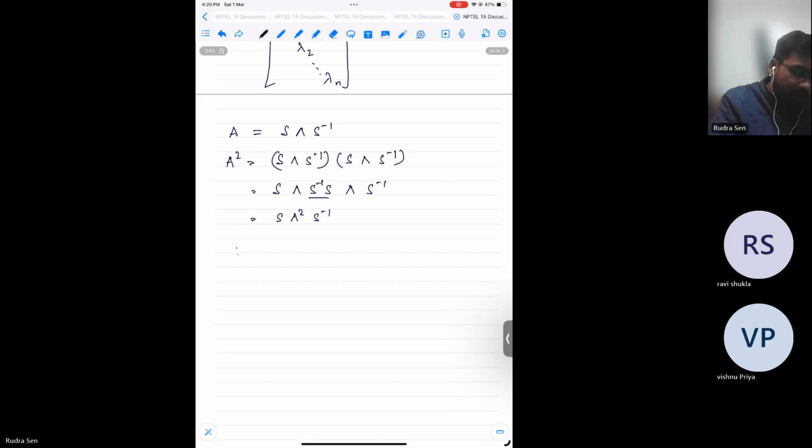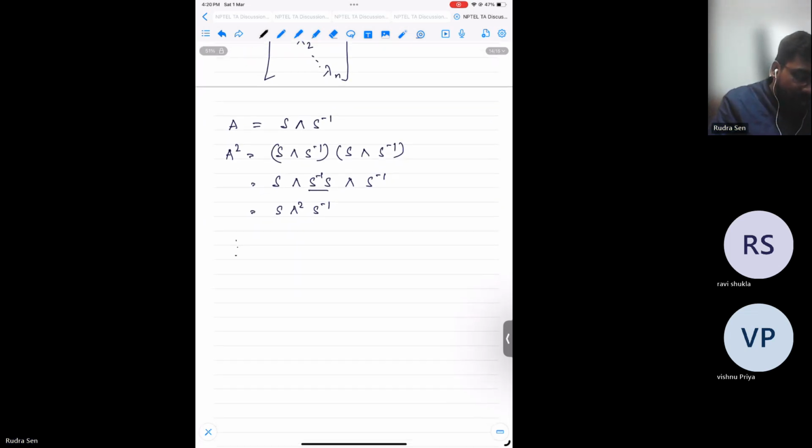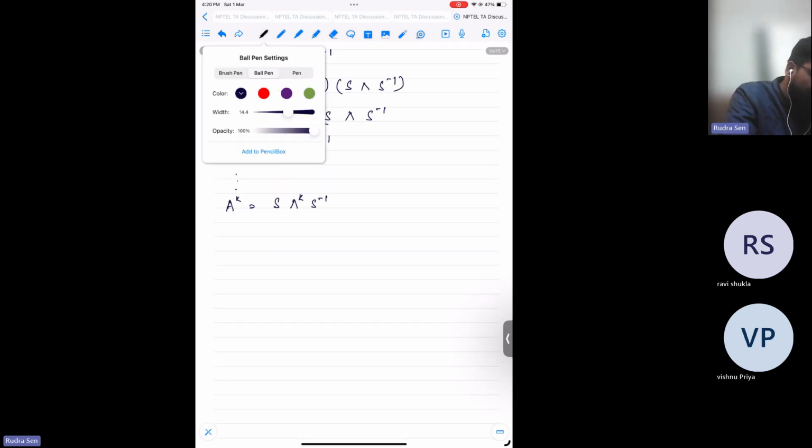So that means lambda becomes lambda squared, lambda cubed. Similarly, A to the power k equals S lambda to the power k S inverse, and you can find the eigenvalues for that case.